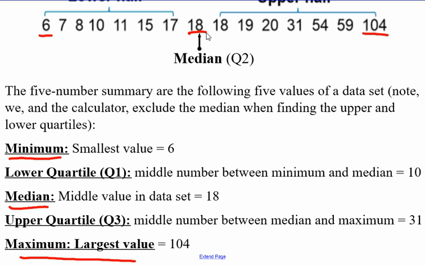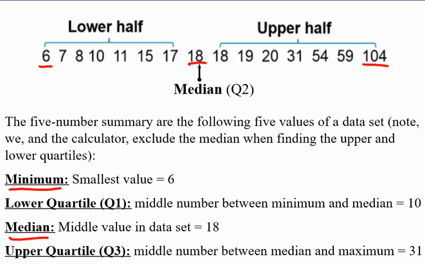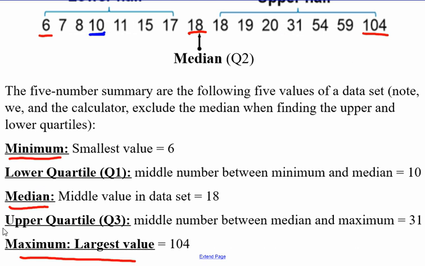The other 2 values we can find are going to be the middle of the lower half and the middle of the upper half. And we call that the lower quartile and the upper quartile, because what we're really doing is splitting our data set into 4 pieces. For the lower half, I need to find where the middle is. The middle is going to be 10 because there are 3 values above and 3 values below 10 in the lower half. So the lower quartile, Q1, would be the middle number between the minimum and the median, not counting the median, in your lower half, and that's going to be 10.